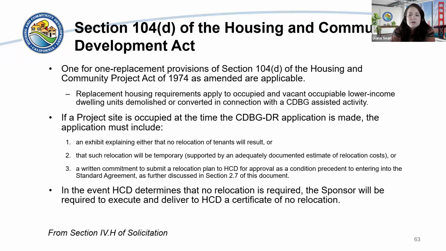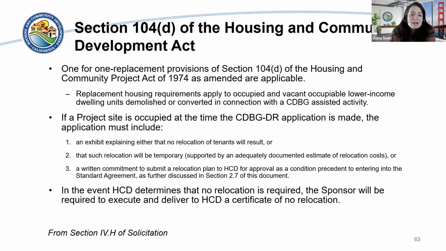This program also requires compliance with 104D of the Housing and Community Development Act. This includes the one-for-one replacement provisions of Section 104D as amended. This includes replacement housing requirements applied to occupied or vacant occupiable lower dwelling units that are demolished or converted in connection with a CDBG assisted activity.